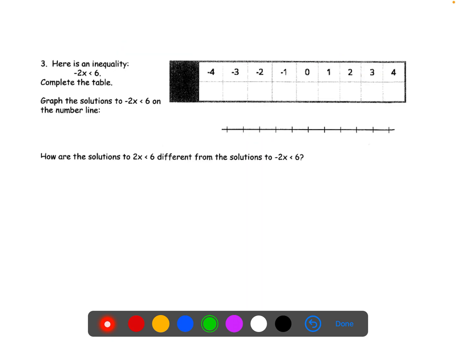Okay, let's go on. If we look at the third example here, we have a slightly different inequality. Our inequality this time is -2x is less than 6. So we have our hypothetical x values again, and now -2x for the bottom row. And why don't you go ahead and fill in the bottom row of this table, and then we'll compare answers.